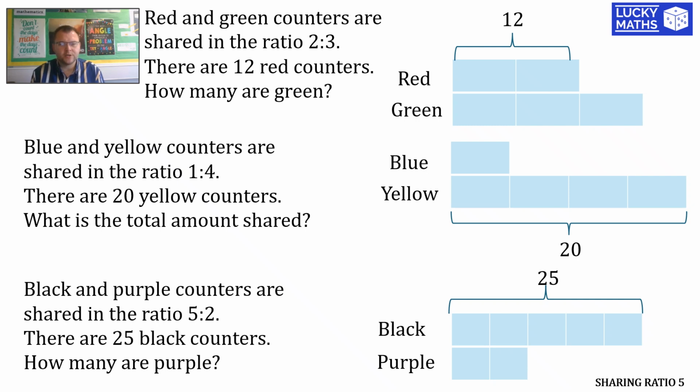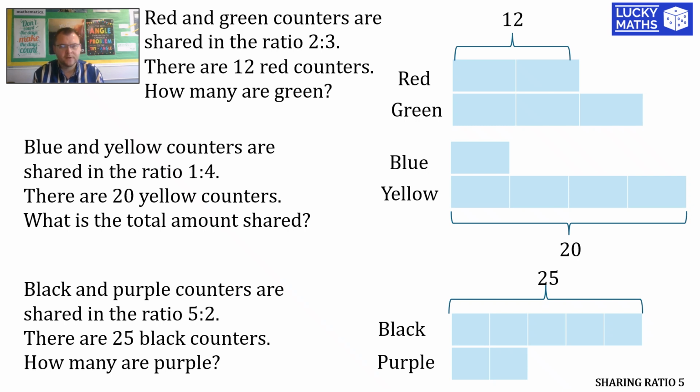This is sharing ratio 5. As you can see, we've now brought more words into these questions, and unlike before, where it was just share money in the ratio whatever, 3 to 2 to 5, now it's a bit more specific. So we're talking about, I've just made the examples about counters, very generic, different colors, but there's something slightly different about this set out, or layout.